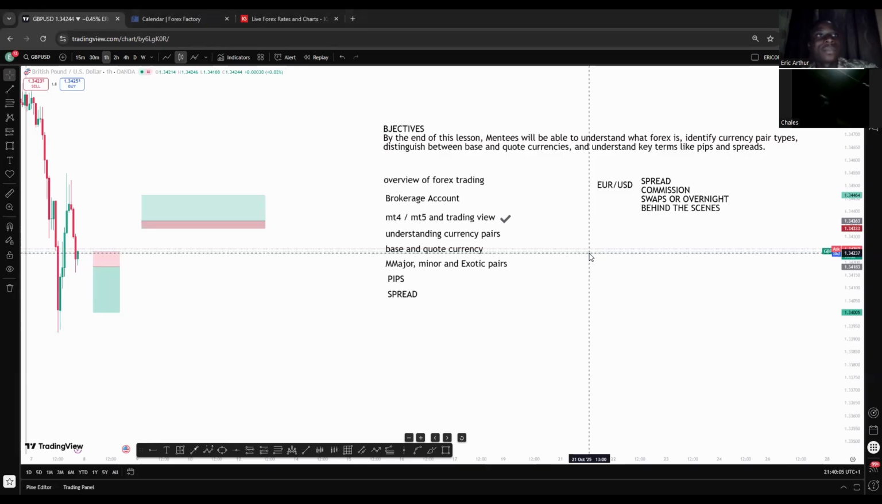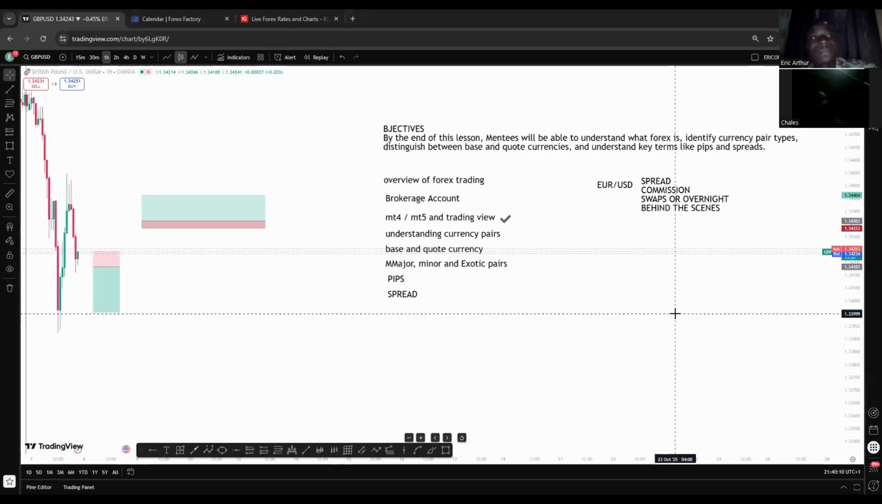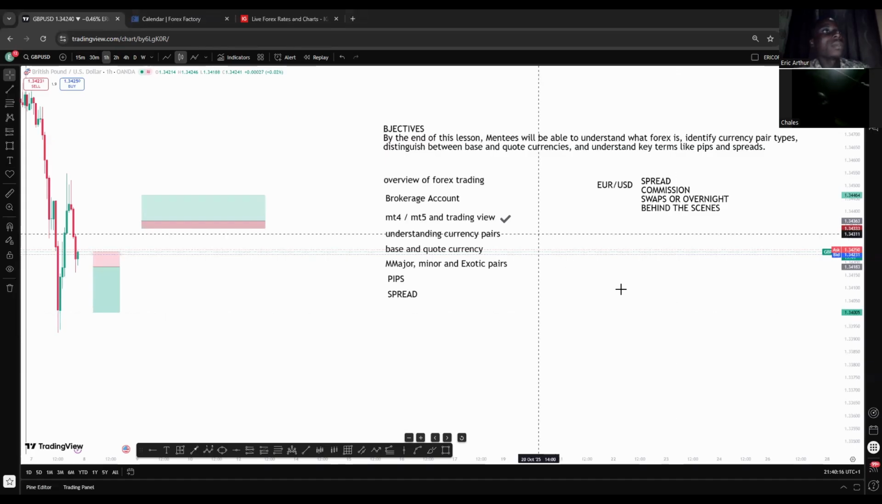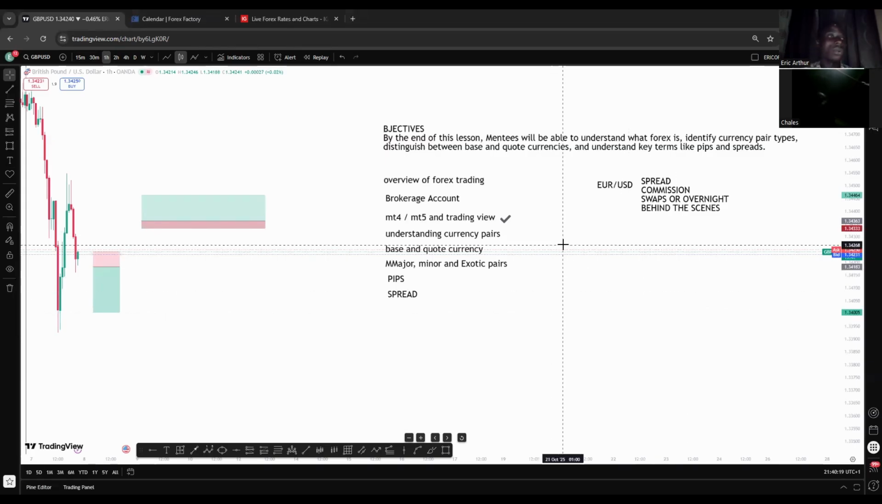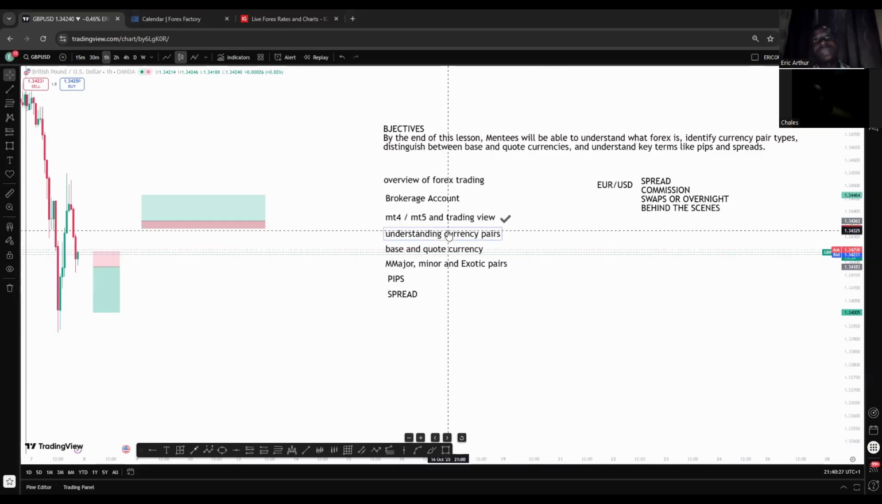Recently I collected my friend's laptop, downloaded it, and tried to customize the chart interface. So with MT4, MT5 and TradingView, I place a trade and place stop loss and everything in MT5. MT4 is the old version. You get it? That's the old version. So I place entry and everything here.